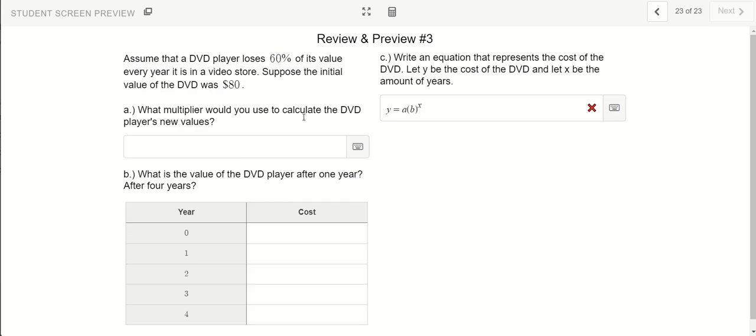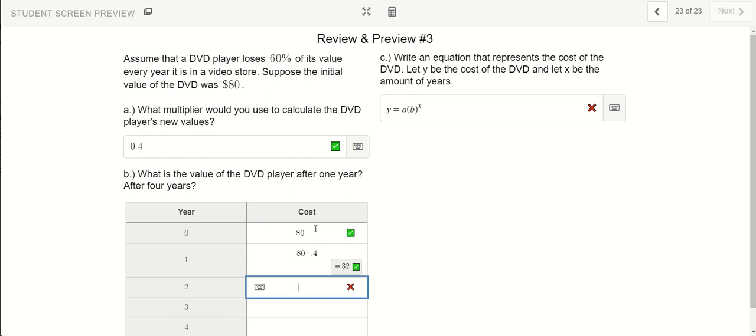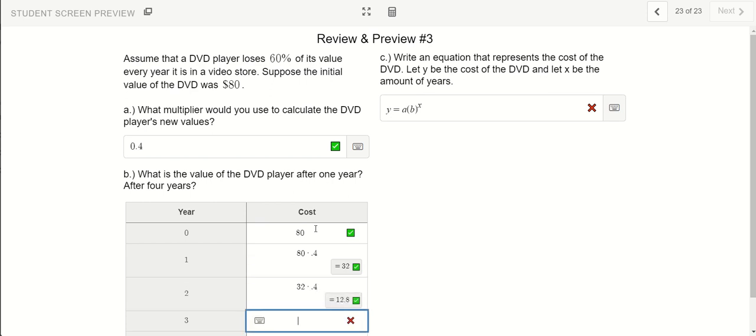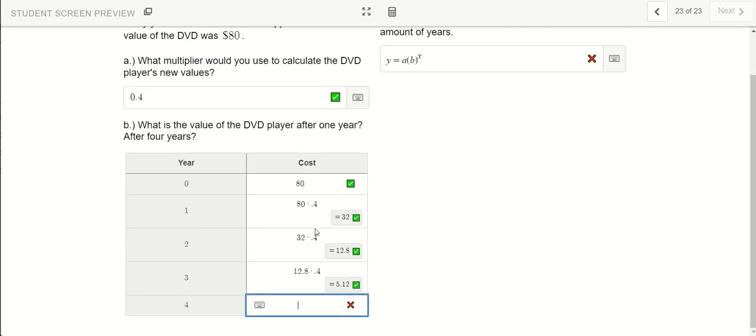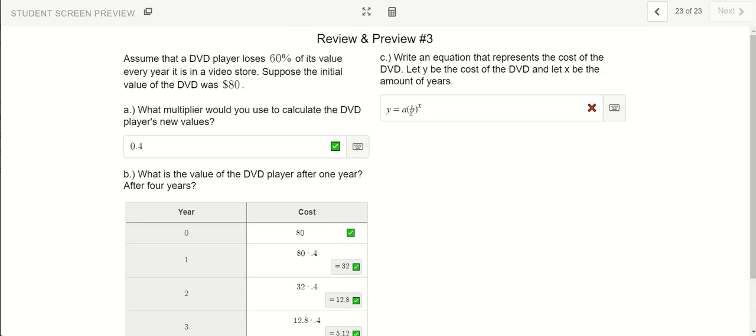And for the last one, again, 100% minus 60% is 40%. That's 0.4 as a decimal. So if it starts at $80, keep multiplying by 0.4. Take that, multiply by 0.4. Take that, multiply by 0.4. And take the previous one and multiply by 0.4. Okay, so I have $80 and I keep multiplying by 0.4.